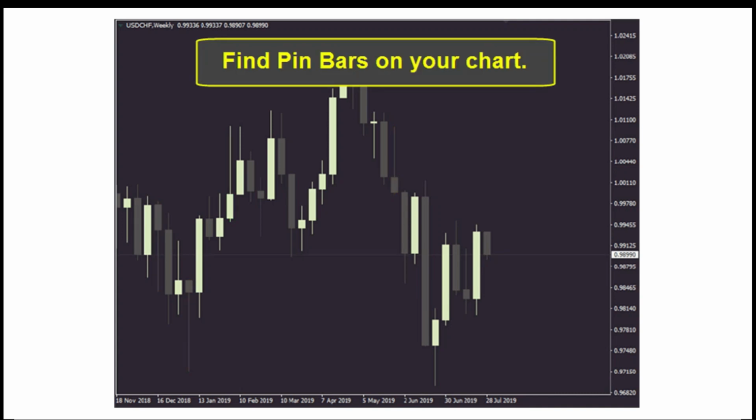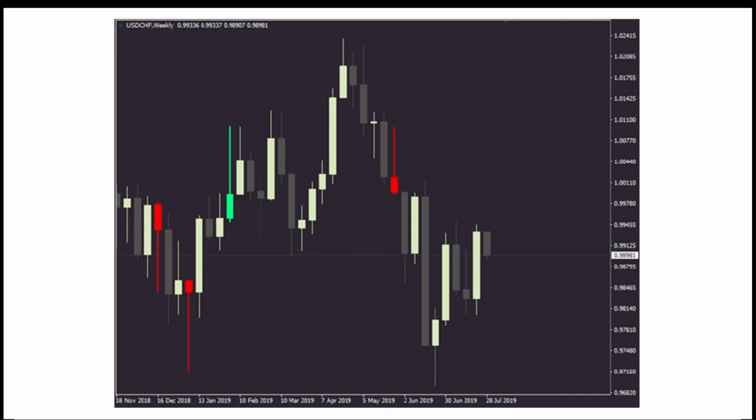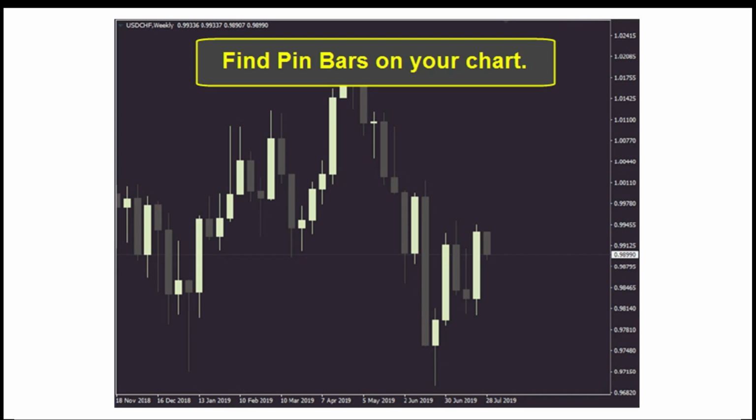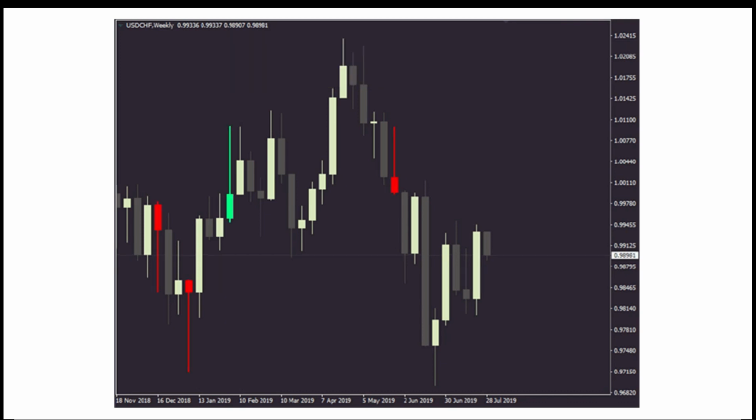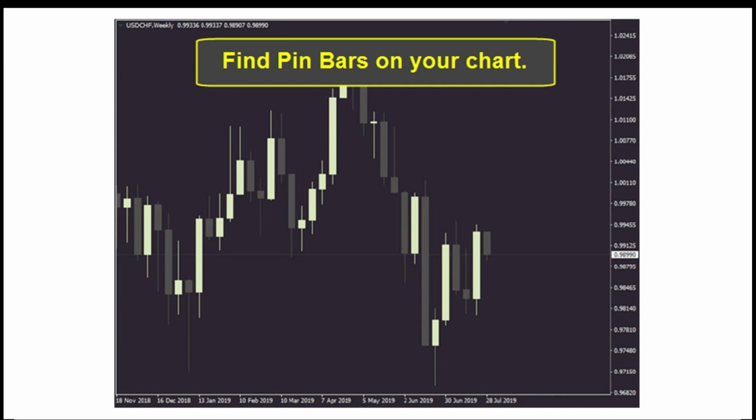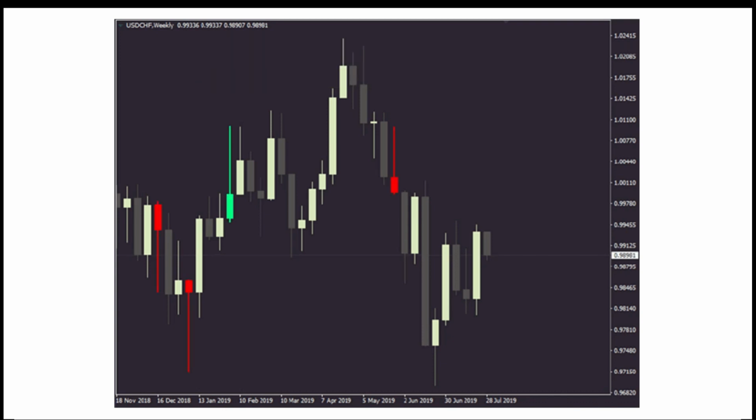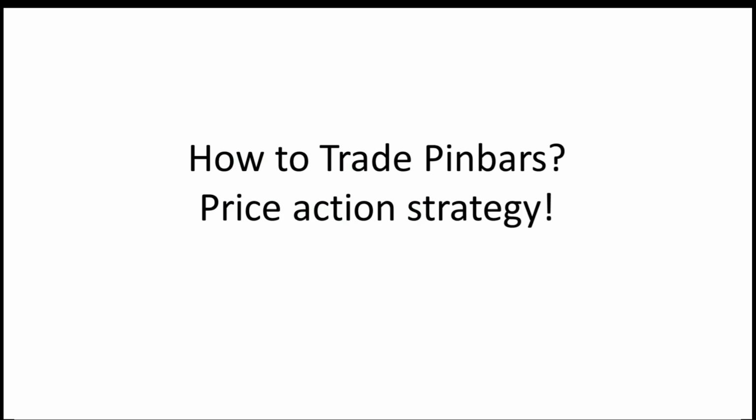You can hear a lot about pin bars on the internet, and a lot of people talk about pin bars and excellent strategies, etc., etc. But in this video, I will just show you one simple strategy that you need to know if you want to use pin bars properly. So the question is, how to trade a pin bar price action strategy.